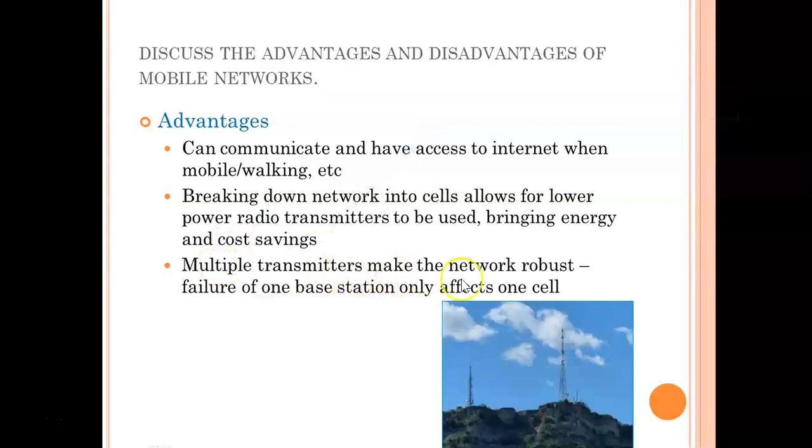Multiple transmitters make the network robust, so failure of one base station only affects one cell. You might have seen these towers around; these are cells, for example, that make up the network. So if one base station goes down, only one of these cells can be affected, so every other cell that covers another area won't be affected. So that's one advantage here.